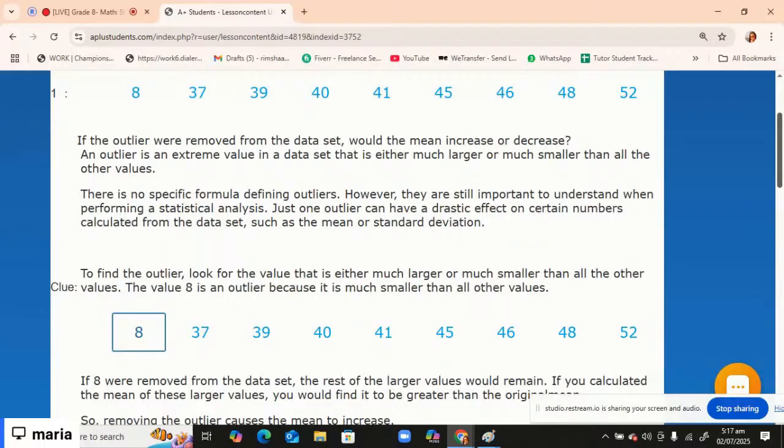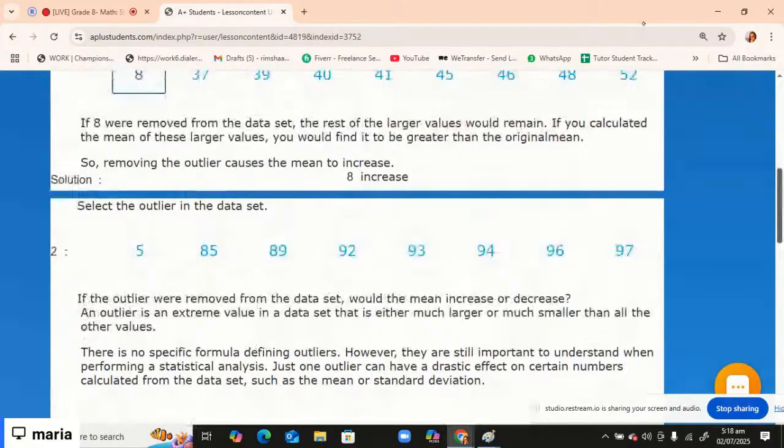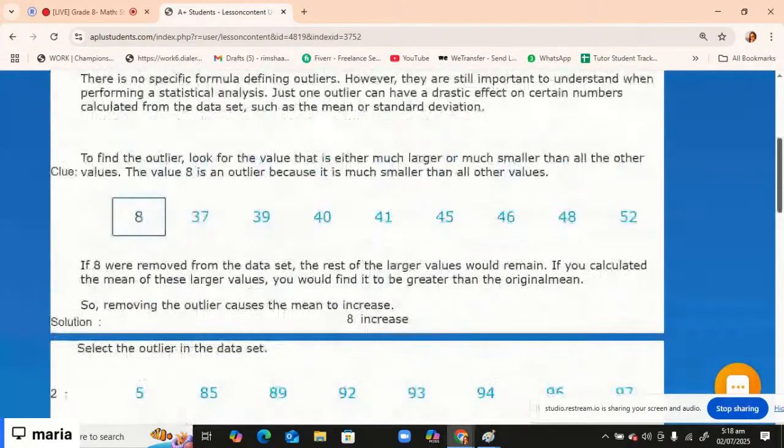So if we remove 8 from the data set, the rest of the larger values would remain. The larger values are already given in the question. If you calculated the mean of these larger values, you would find it to be greater than the original mean. So removing the outlier causes the mean to increase. When you add up all the values and divide by the total number of values, that value should also be greater than 8. So 8 basically increases in this data.